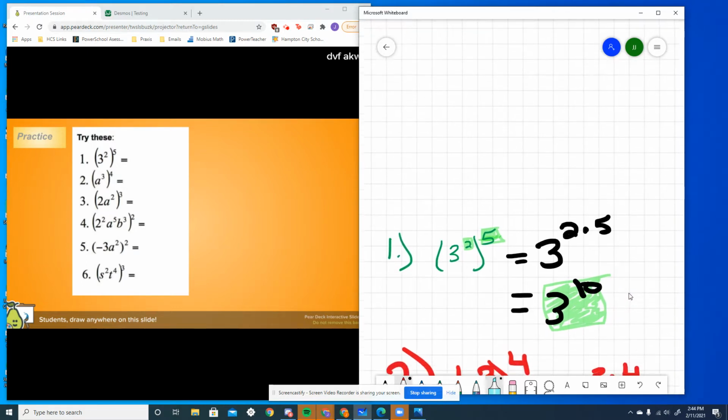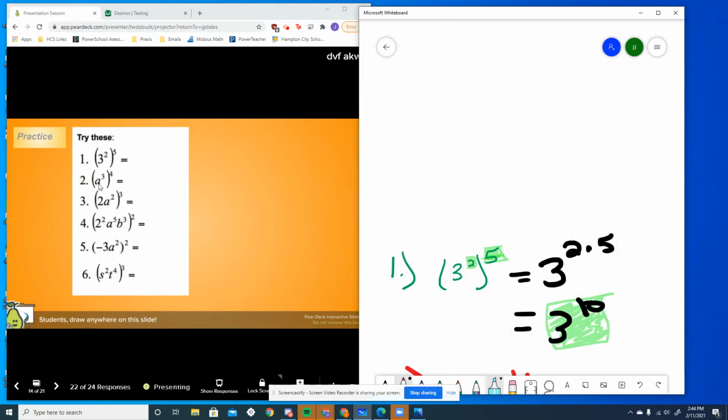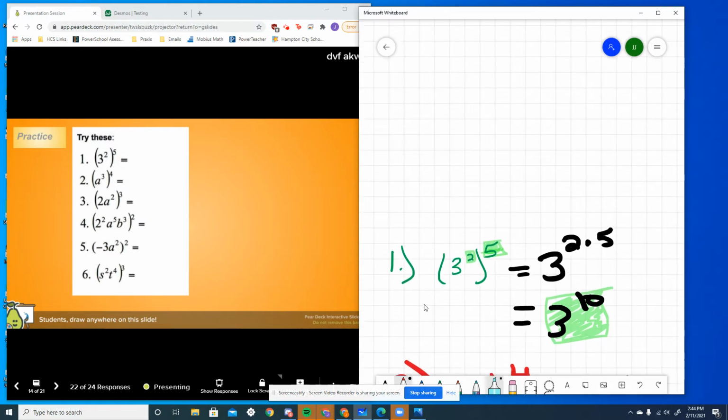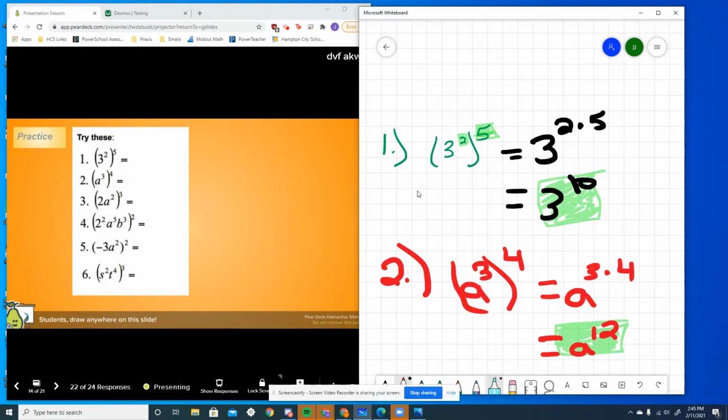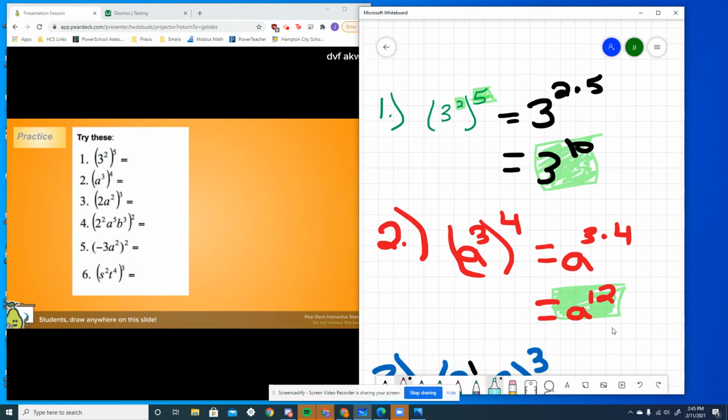I want you to go ahead and try number 2. A cubed to the power of 4. Okay. You should have gotten a to the power of 12, because 3 times 4 is going to give you 12. We move on to number 3.